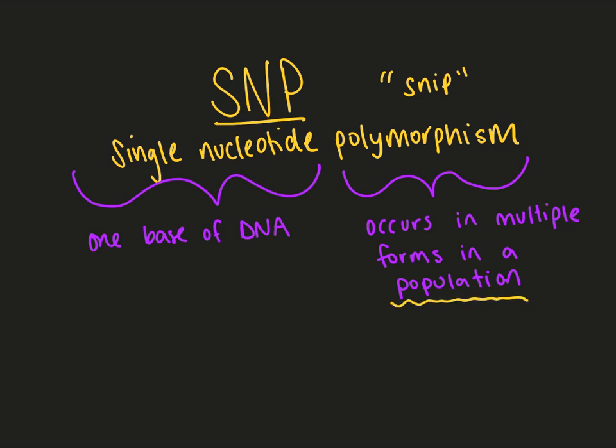We really don't talk about SNPs in a single individual, although I can have two different DNA sequences at any position in my own genome, right? I can be heterozygous at any locus. However, that is not a SNP unless we're talking about those genetic differences in a population.